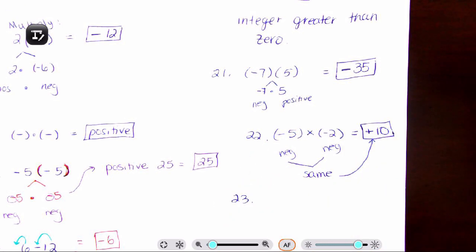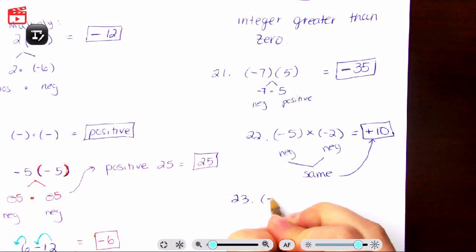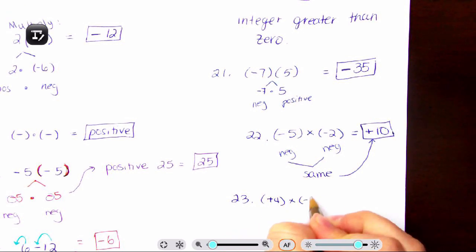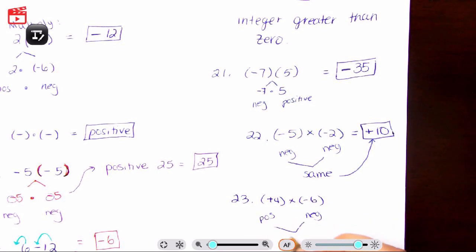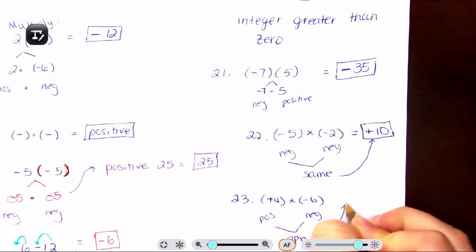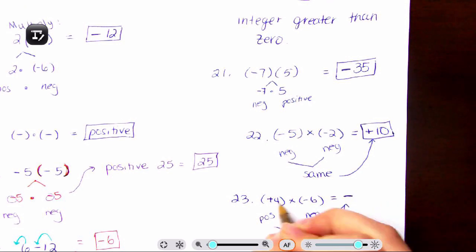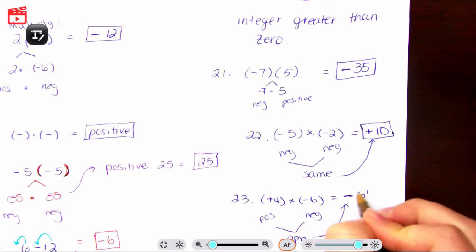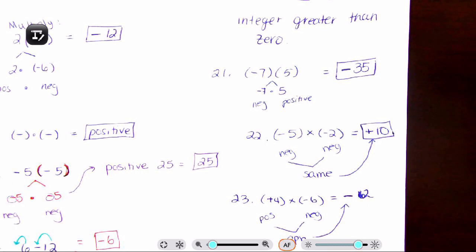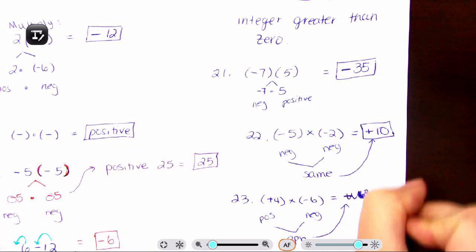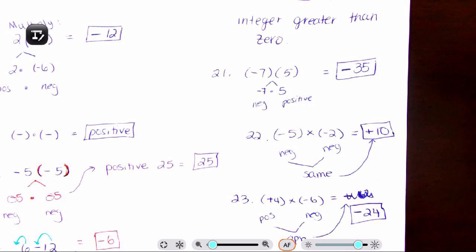23. For number 23, we are still doing multiplication. I have a positive 4 times a negative 6. Again, this is positive. This is negative. These are opposite. Since they are opposite, our answer is going to be negative. So 4 times 6 is 24. I'm going to write the answer here. Negative 24 is my answer.